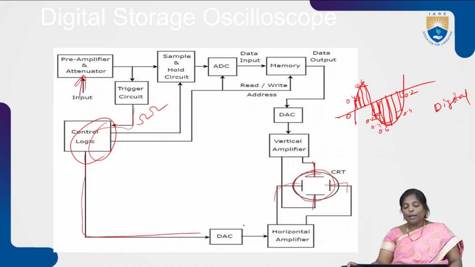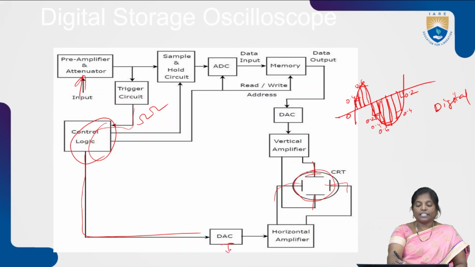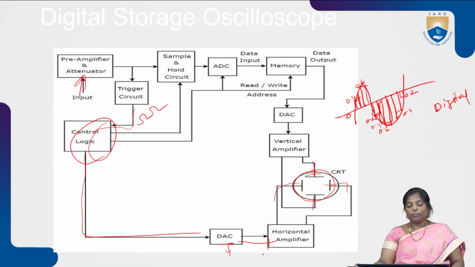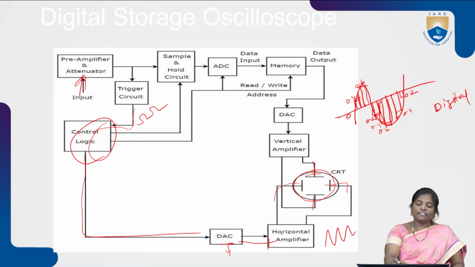So again, across the horizontal amplifier section, the digital data is converted into analog data, and that is given to the horizontal amplifier. Why are we converting the digital data into analog format again? In our CRT screen, if we want to represent the output, we have to represent it in analog format only. The digital data is not supported in CRT, so we convert our digital data into analog, and that is given to the horizontal amplifier.